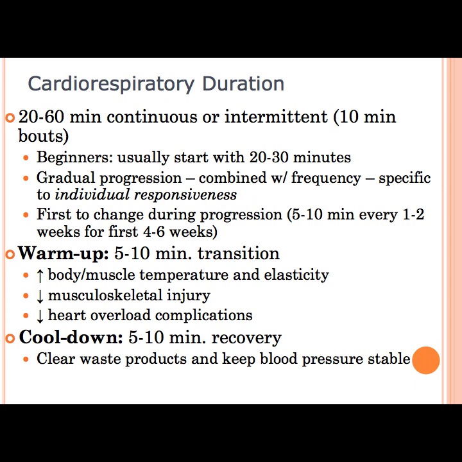Then when we look at cardiorespiratory exercise duration, we really want to be aiming for about 20 to 60 minutes of continuous exercise, or intermittent bouts of about 10 minutes. So beginners will usually start with about 20 to 30 minutes each time that they're exercising, and this is 3 to 5 times per week. And if starting at 20 or 30 minutes in entirety is just a little too daunting for them, they can start out with 10-minute bouts, or you can give them instructions to say, let's have you go out, and at lunch I want you to walk around the block twice, and that takes 10 minutes, right?